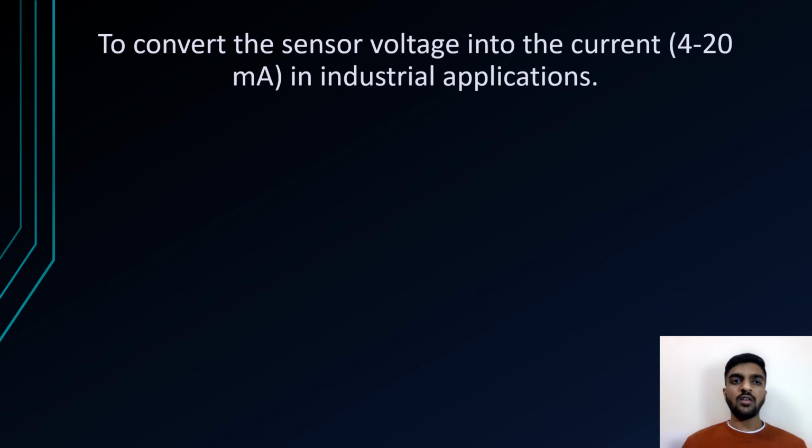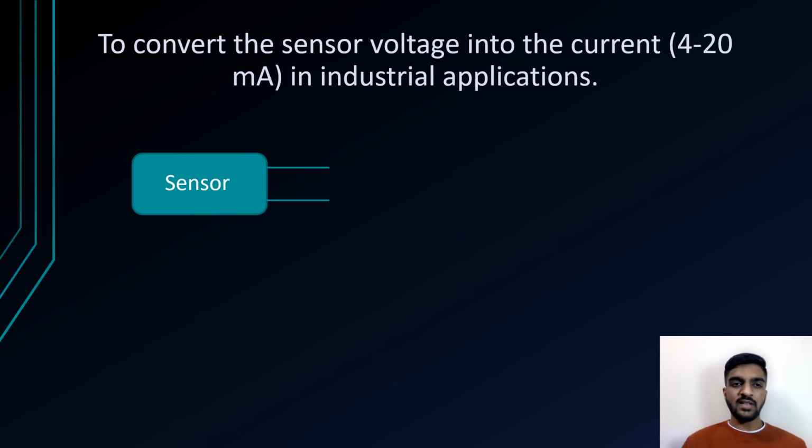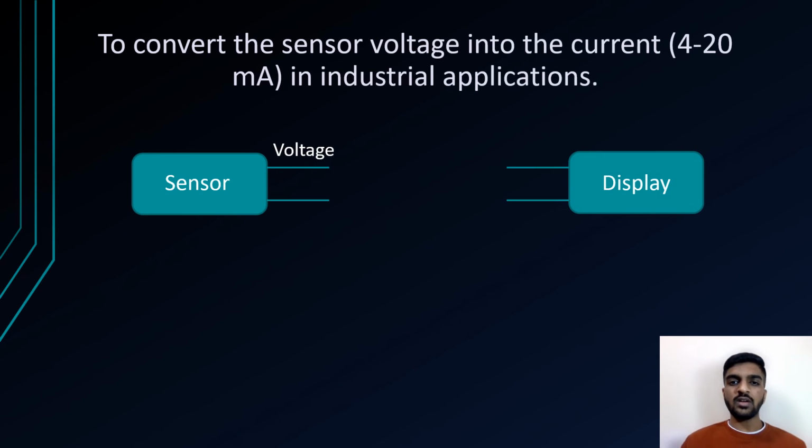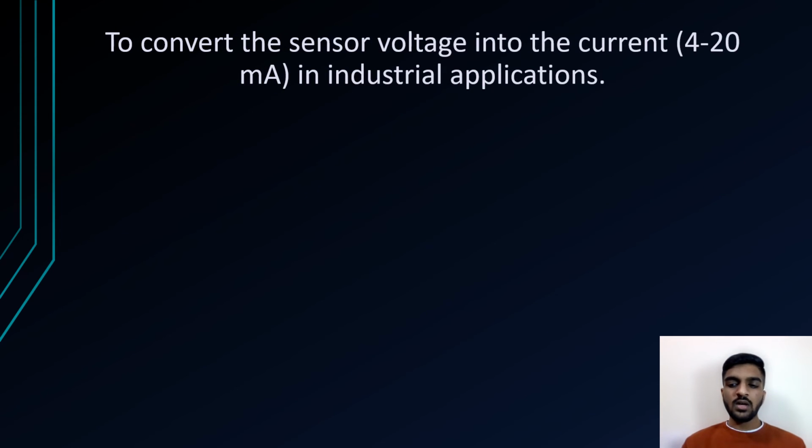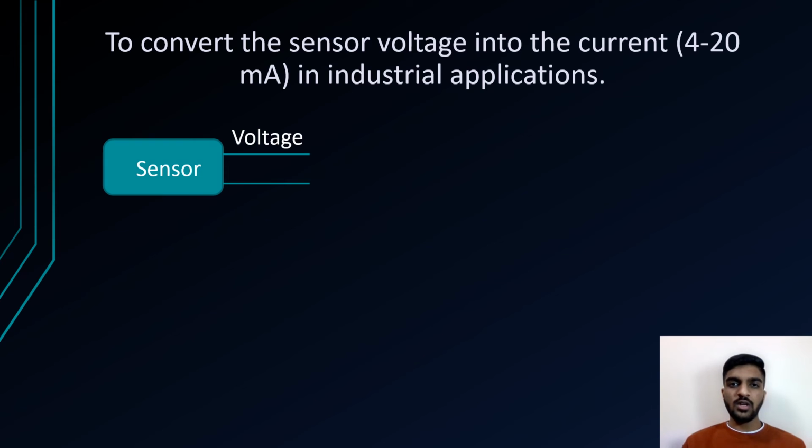In this slide, we'll learn about one of the applications of voltage to current converters, that is, to convert the sensor voltage into current in industrial applications. There is a sensor which is used in industries. It might be a pressure sensor or a temperature sensor or any other sensor. If you have to send voltage from the sensor unit to a display unit which is quite at a distance from the sensor unit, then there will be a voltage drop in between. The same is shown in the graph below. As the distance increases, the voltage keeps decreasing. To overcome this problem, we use a voltage to current converter in between the sensor and the display unit.